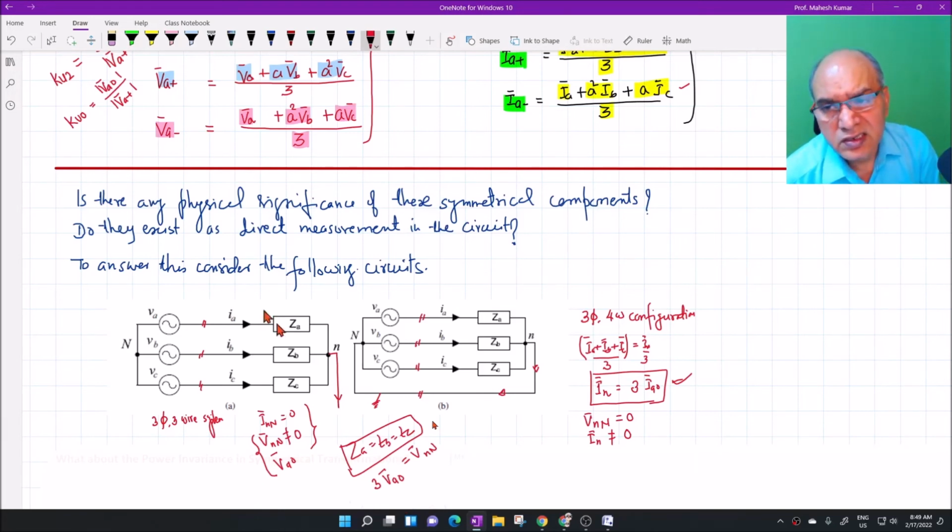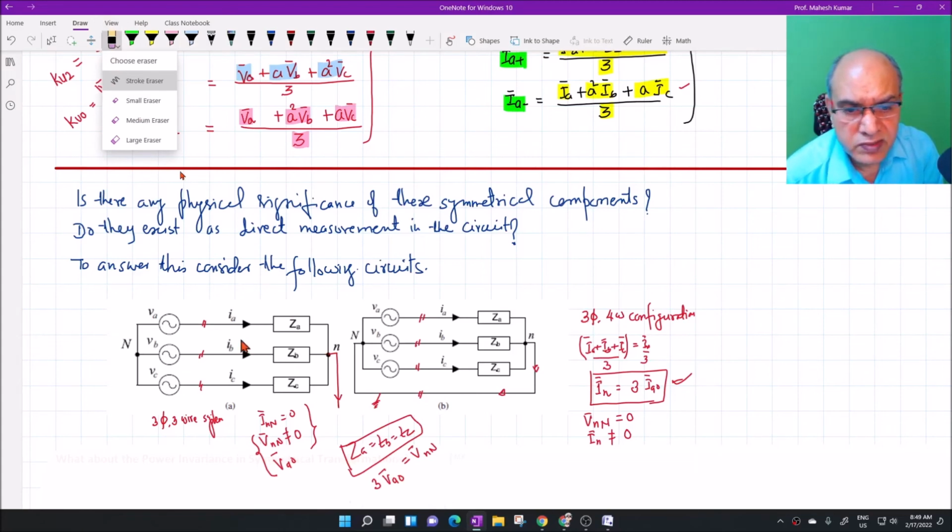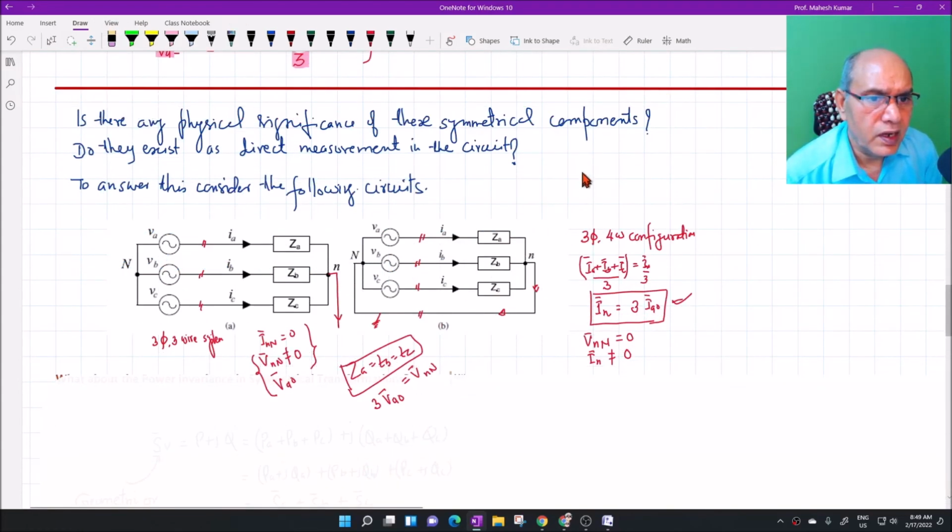Okay, I think I will discuss this in the coming classes. Actually, the expression for BNN in terms of the current is like this: BNN is given as 1/ZA + 1/ZB + 1/ZC, this into BAN/ZA + BBN/ZB + BCN/ZC.